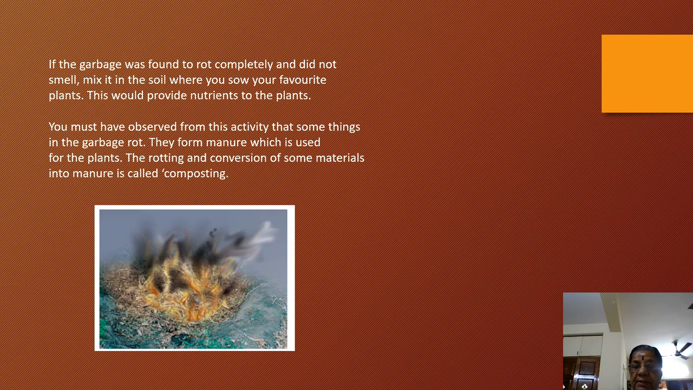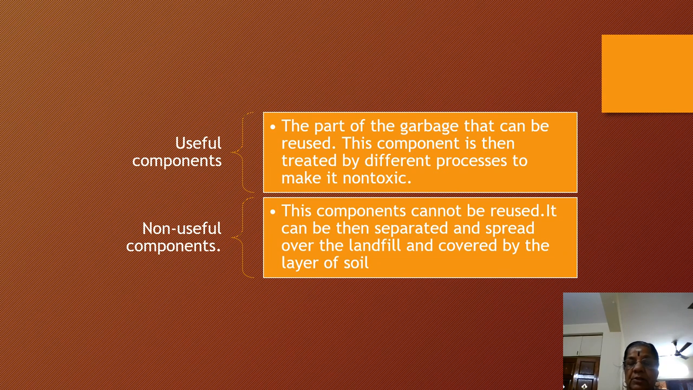They are non-degradable. So the rotting and conversion of plant and animal waste into manure is known as composting. I hope you follow this. So in composting, there is green manure composting and vermicomposting using earthworms. So you have to separate the useful and non-useful components.